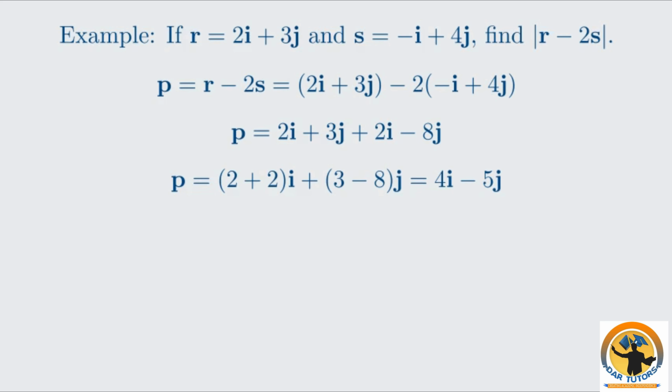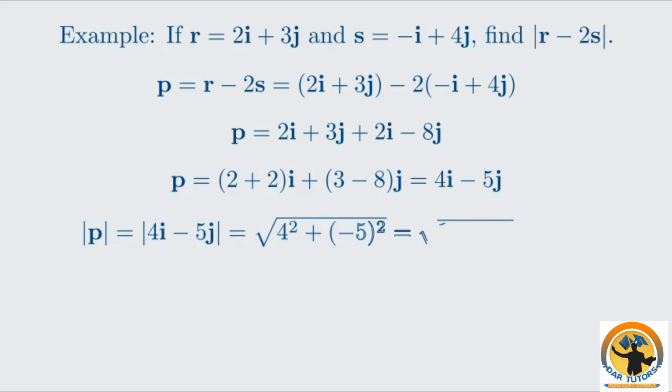Now that we have the vector p, we can find its magnitude. The magnitude of p is the square root of 4 squared plus negative 5 squared. This is the square root of 16 plus 25, which is the square root of 41 units. As you can see, the principles of vector algebra and magnitude calculation apply seamlessly to both 2 and 3 dimensions. This concludes our session on vectors in space.